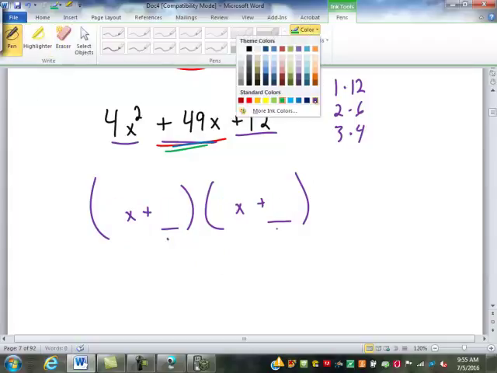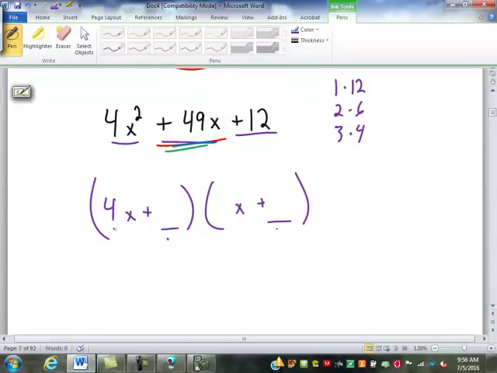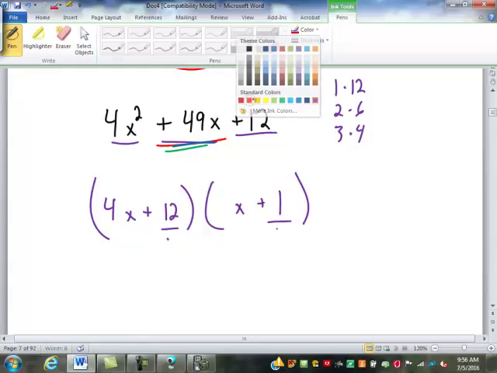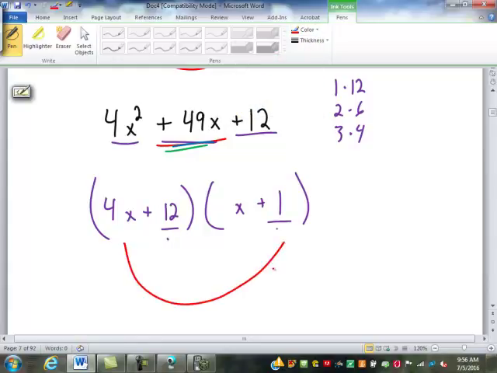Instead of 2x times 2x, how about 4x times 1x? And now let's try 12 and 1. So we multiply. What's 4x times 1x? Or 4x times 1, I should say, is 4x. 12 times x is 12x. That adds up to make 16x. Not what we want.